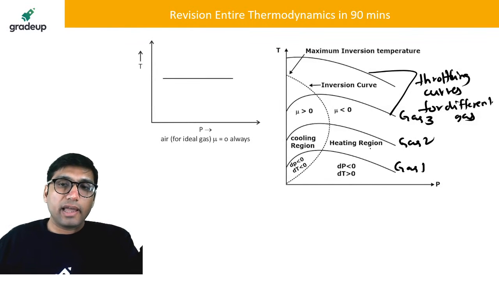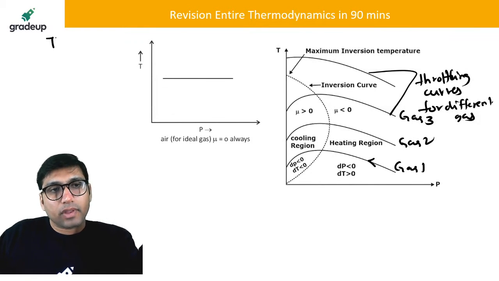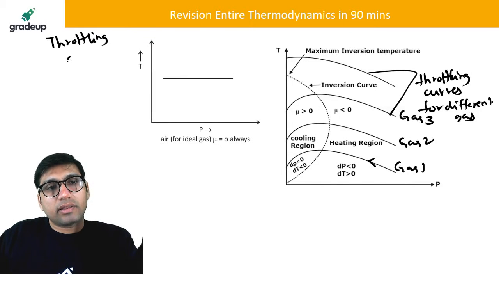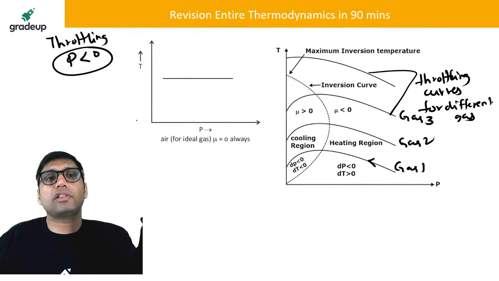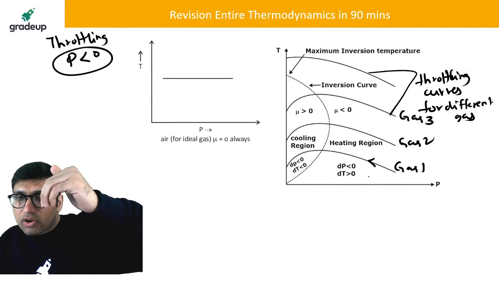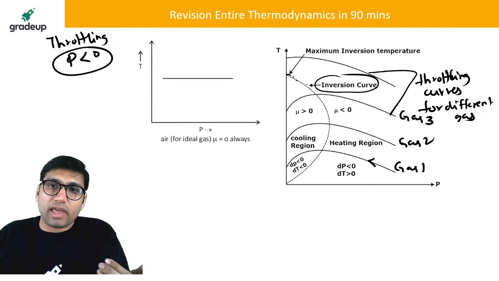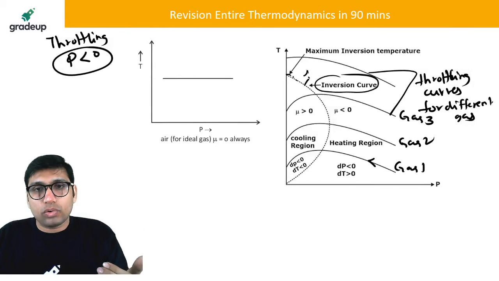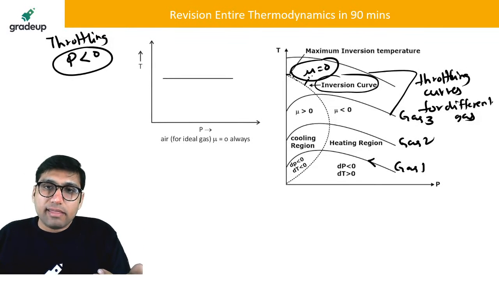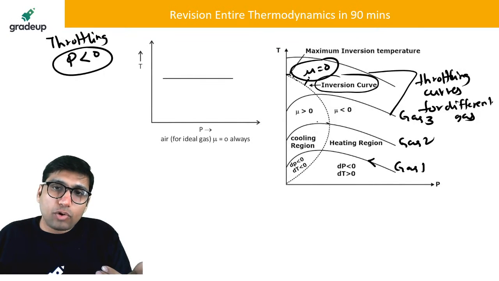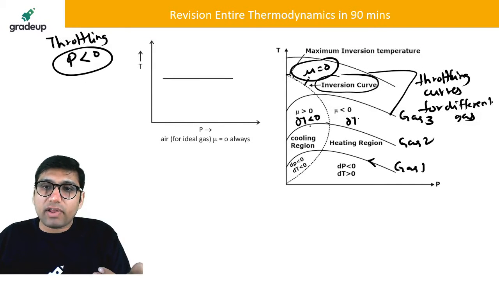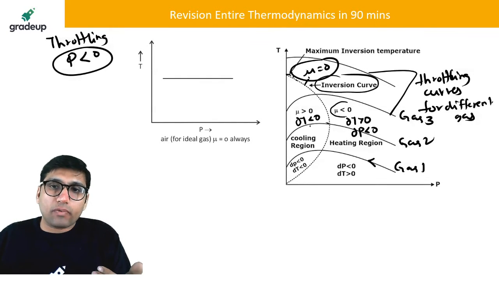he found that initially when he started throttling, what is throttling? Throttling is a process in which pressure continuously decreases. Okay, so pressure was continuously decreasing. Before this inversion curve, there is a curve called the inversion curve at which the Joule-Thomson coefficient becomes 0. As you go inside the inversion curve, temperature drops. But before the inversion curve, the temperature will increase while pressure is continuously decreasing. So in the Joule-Thomson experiment, before the inversion curve, a temperature rise will take place.